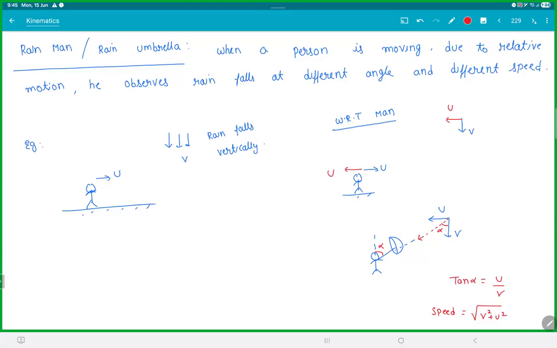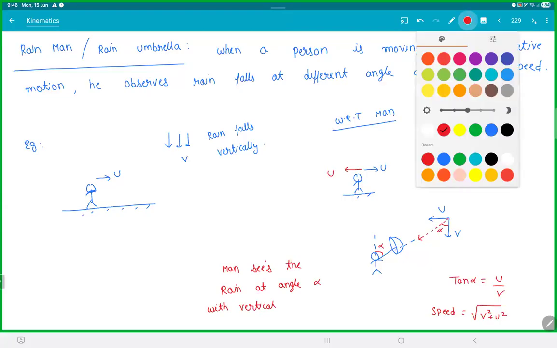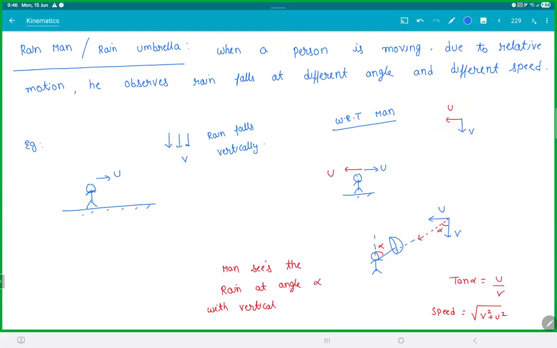So the man sees the rain at an angle alpha with the vertical. You can draw all the vectors and do all that, that's also fine. But the pictures look easier to see, nothing much. But is the idea clear, everyone? Clear? Let's see some questions on this.